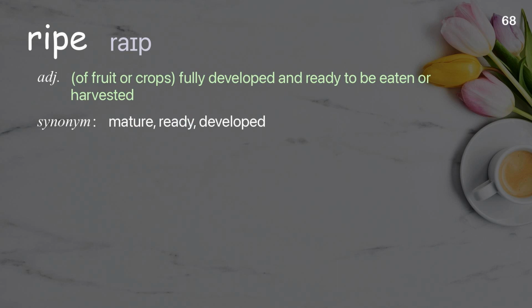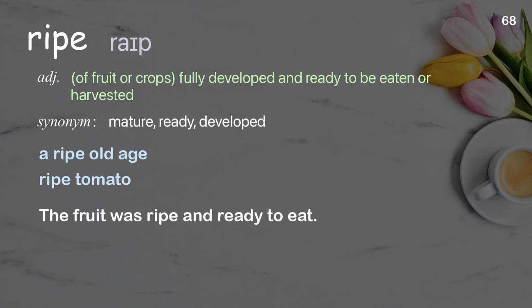Ripe. Of fruit or crops, fully developed and ready to be eaten or harvested. Examples: A ripe old age. Ripe tomato. The fruit was ripe and ready to eat.